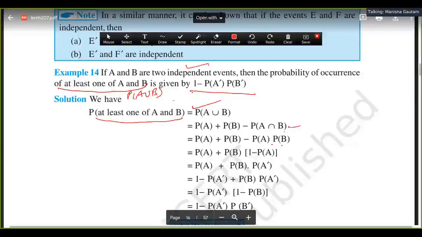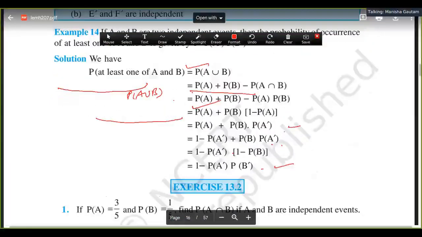Now take the common probability of B. You will get probability of A'. Now here you can replace probability of A by 1 minus probability of A'. Now take common probability of A'. You get 1 minus probability of B, which is probability of B'. So it is 1 minus probability of A' into probability of B'.